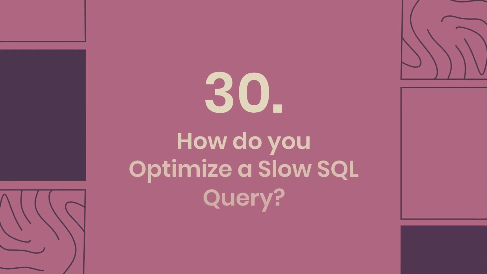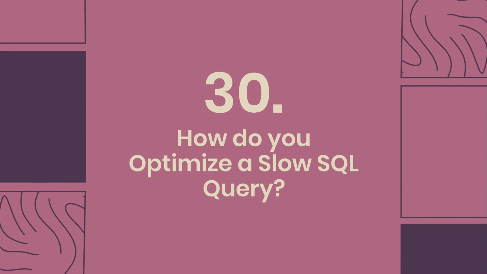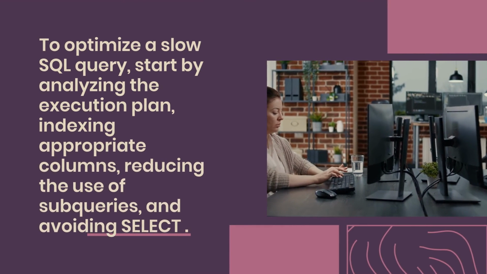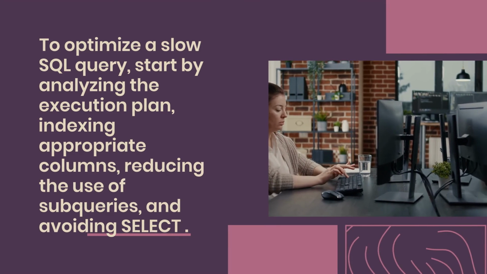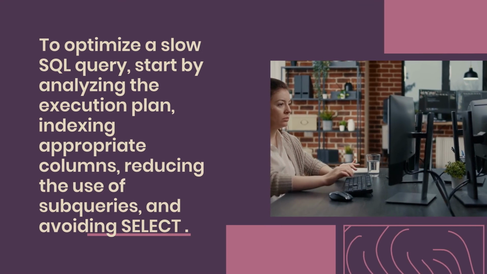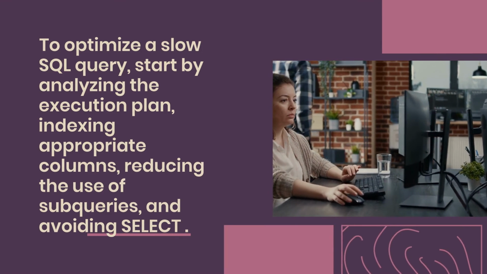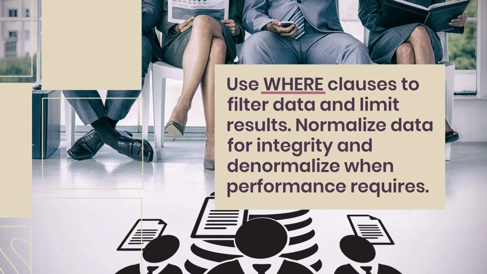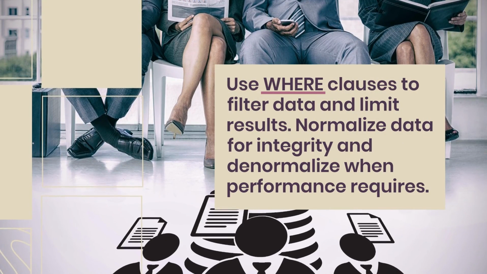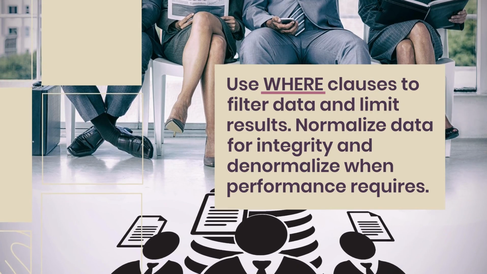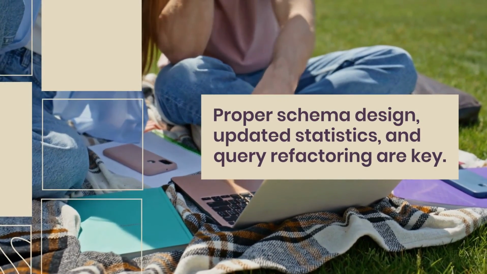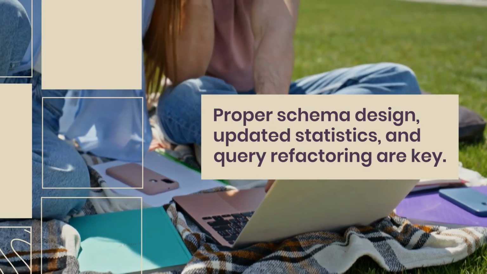30. How do you optimize a slow SQL query? To optimize a slow SQL query, start by analyzing the execution plan, indexing appropriate columns, reducing the use of subqueries, and avoiding select star. Use where clauses to filter data and limit results. Normalize data for integrity and denormalize when performance requires. Proper schema design, updated statistics, and query refactoring are key.